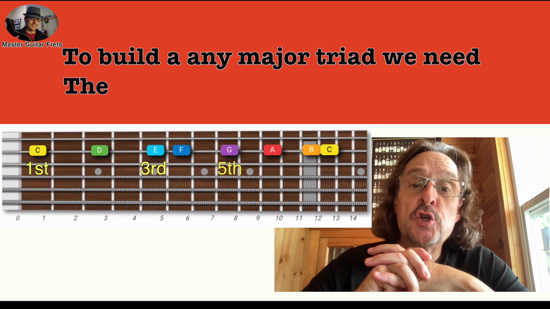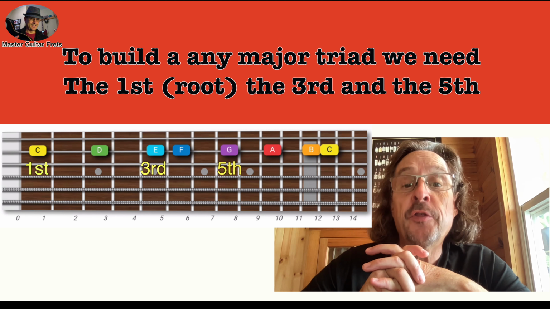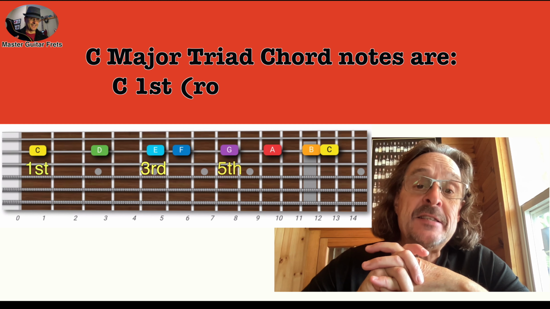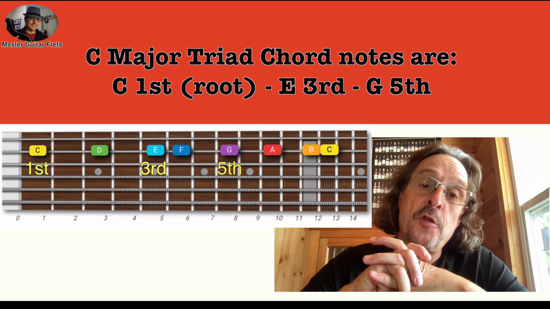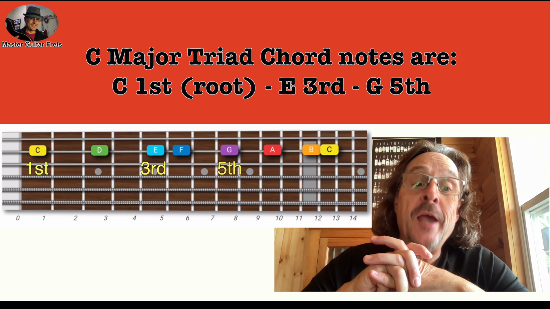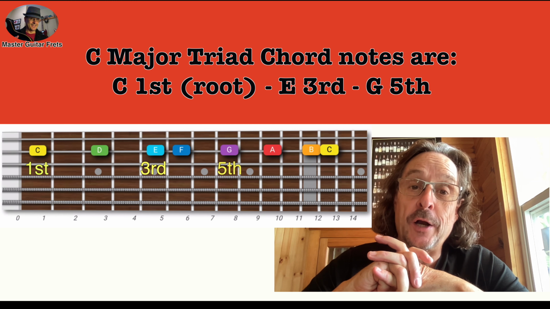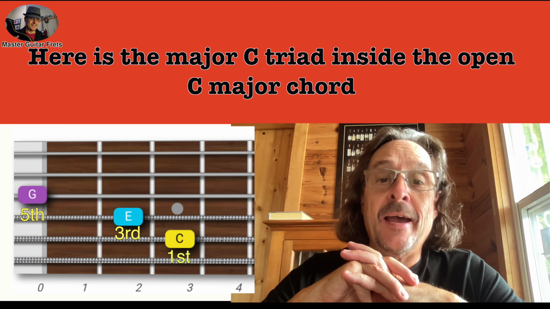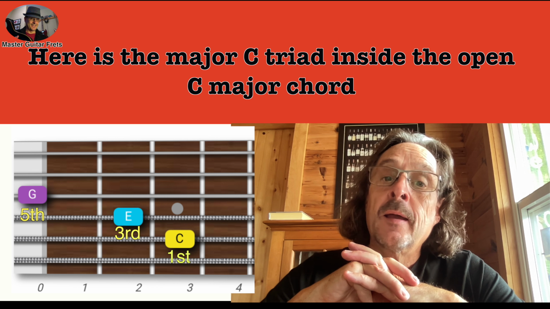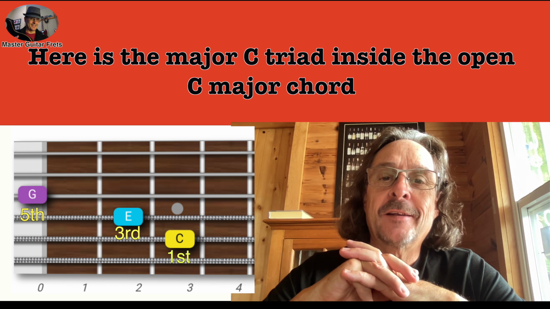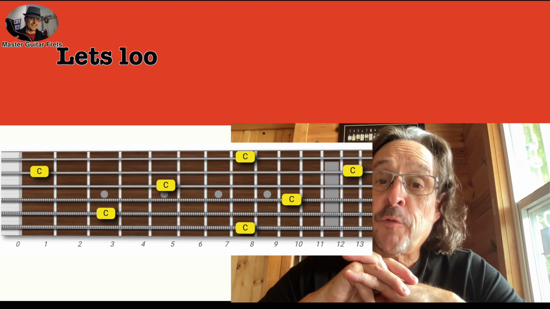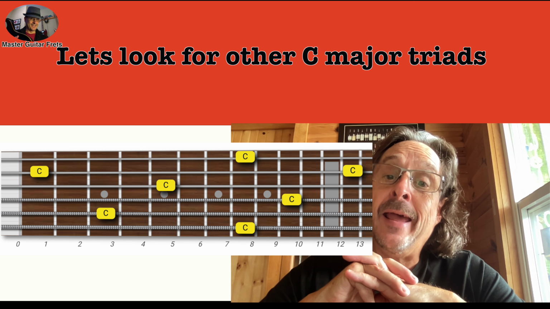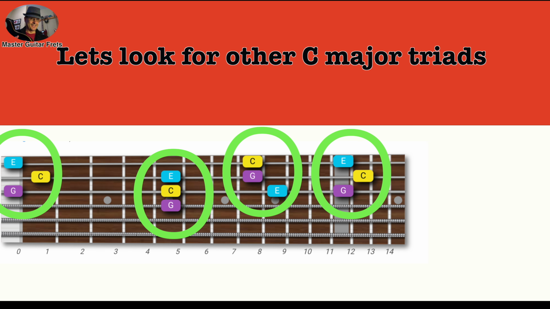To build any major triad, we need the first, the root, the third interval, and the 5th interval. The C major triad chord notes are C, the first, root, E, the 3rd interval, and G, the 5th interval. Together, this makes the C major triad chord. Here is the major C triad inside the open C major chord. It's a familiar shape that you might know. Play only these 3 notes for the triad. Let's look for some other C major triads all over the neck where there is a C note.